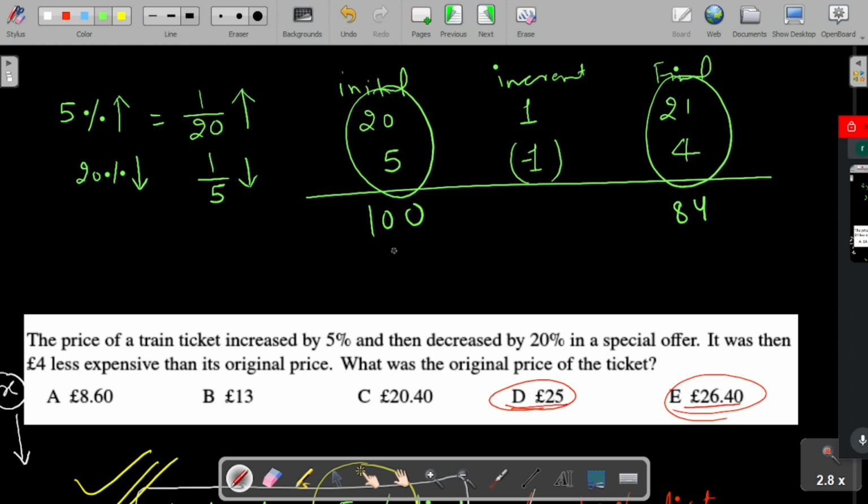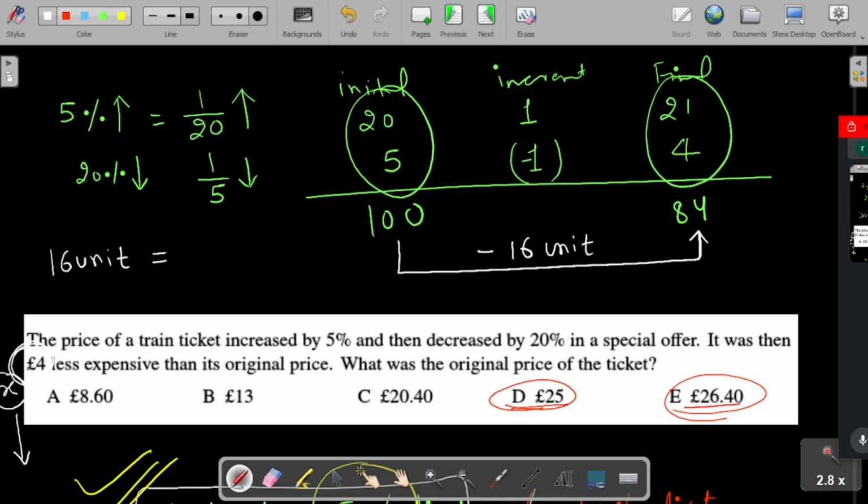Now the question is saying it was then 4 pounds less expensive than the original price. So how much less here? According to our calculation, how much less? It is 16. According to our calculation, the decrement is 16 units. Please listen. According to our calculation, 16 units represent these 4 pounds.